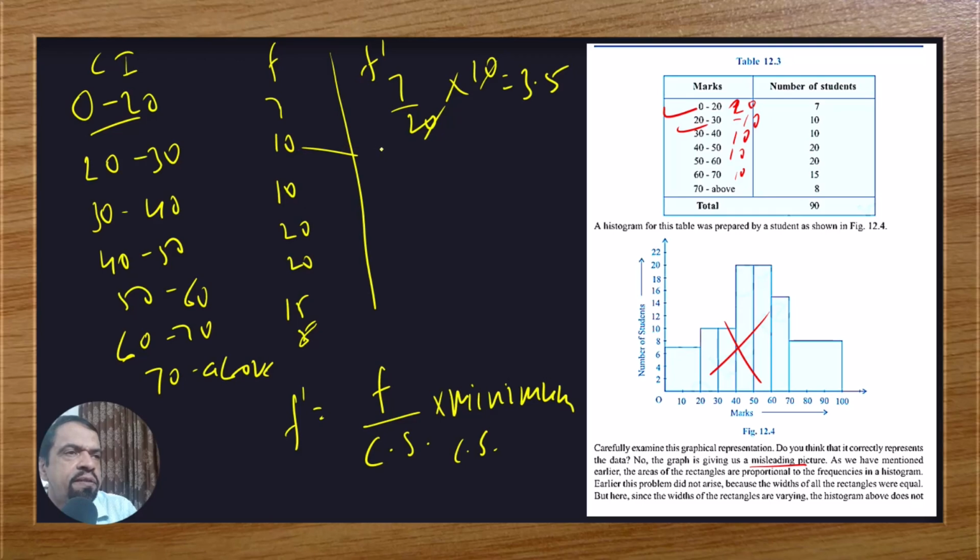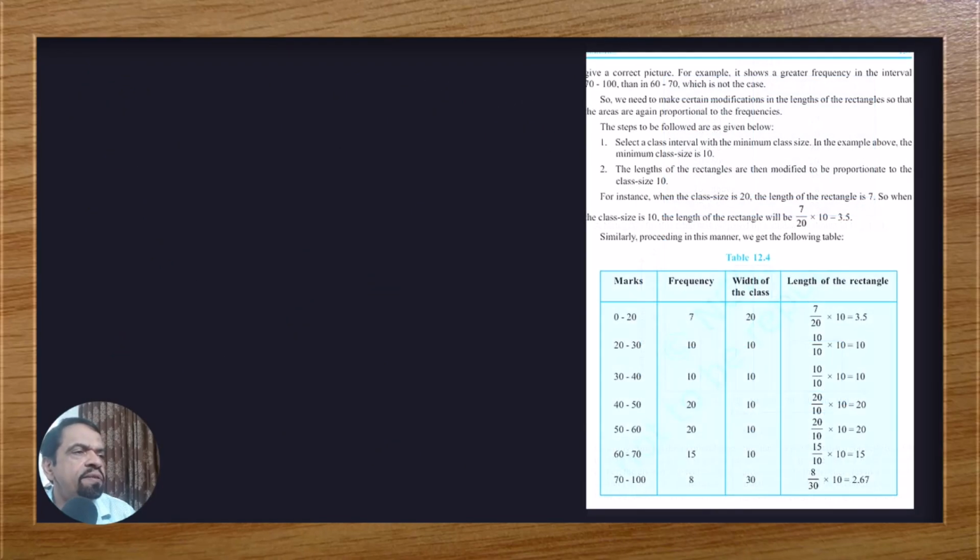For example, like this: 10 upon the class size is 10, and minimum is also 10, so it is 10. In this way, we'll make another frequency table, or we can say the length of rectangle. See here, this is given: 7 upon 20, the actual class size, and this minimum class size. Like this, 10 frequency upon class size, corresponding class size into minimum, 10 upon 10, 20. So frequency is 20, 20 upon 10, the class size, and minimum is also 10, so it will be 20.